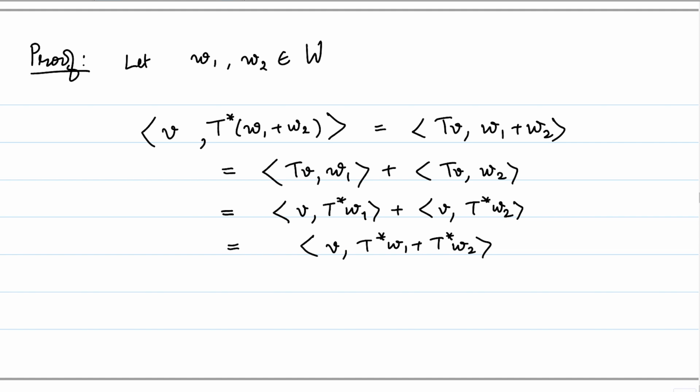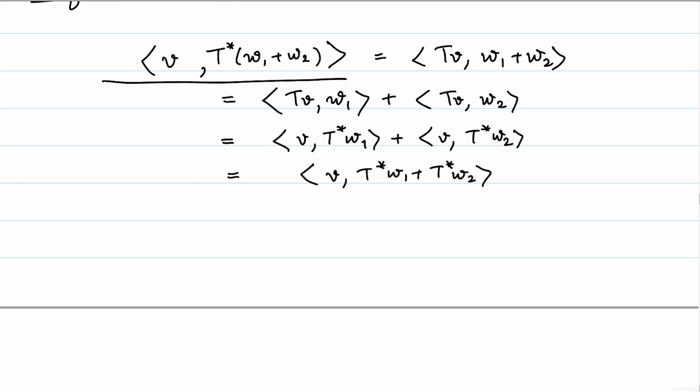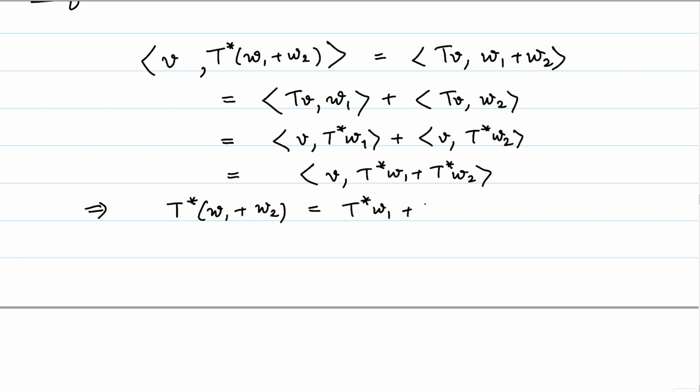Now again, both these are linear functionals. This is also a linear functional, and this is also a linear functional when looked at as a function on V. And by the Riesz representation theorem, there exists a unique vector in capital V, which when you take the inner product with V will give you the linear functional. And therefore, by the uniqueness, by the proposition that we proved in the last lecture, this implies that T star of W1 plus W2 is equal to T star of W1 plus T star of W2.